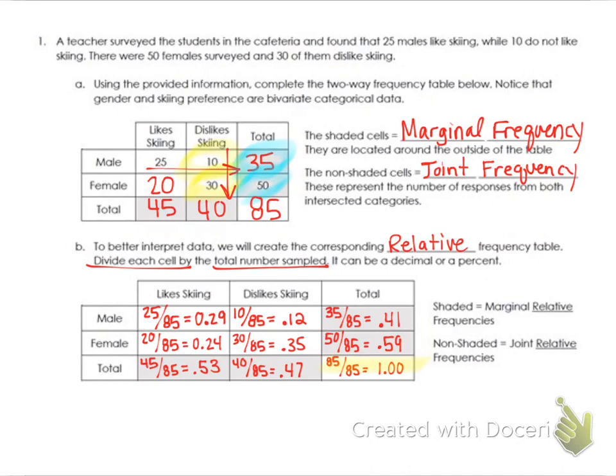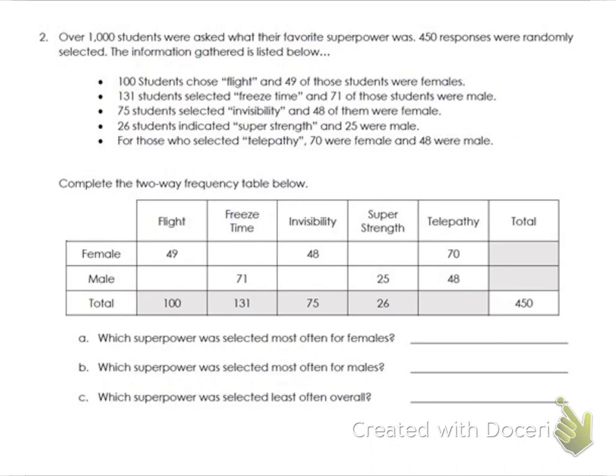Okay, so we're going to move on to the next section, which is question number 2. And it says over 1,000 students were asked what their favorite superhero was. So maybe we were talking about students at Centennial. I don't know. But only 450 of those responses were randomly selected.